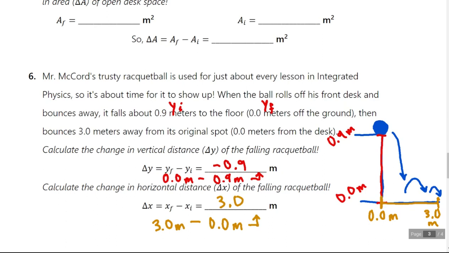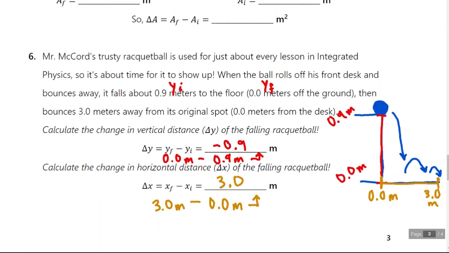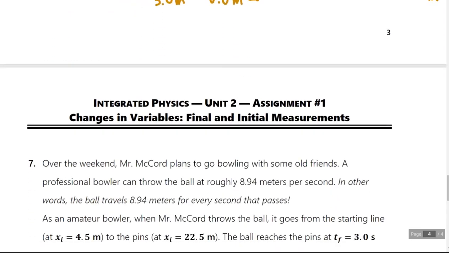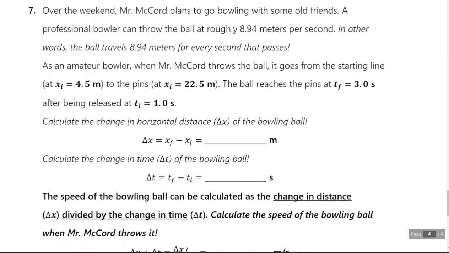Let's look at one more set of examples that goes along a similar path as this. Let's go down here. We're going to look at number 7. Let's say I'm going bowling. A professional bowler can throw the ball at roughly 8.94 meters per second, which is pretty darn fast. Now we're going to look at how fast I can throw the ball and see if I'm doing pretty good, or maybe I'm not quite professional level, or maybe I'm lying about how fast I can throw the ball to make myself look good. Let's find out.